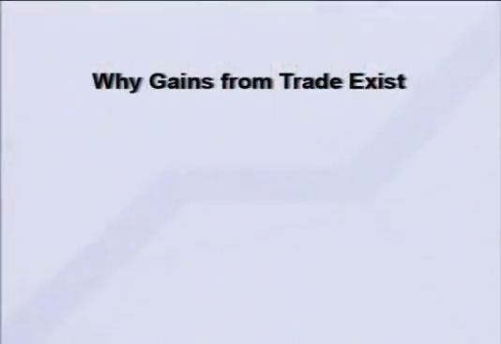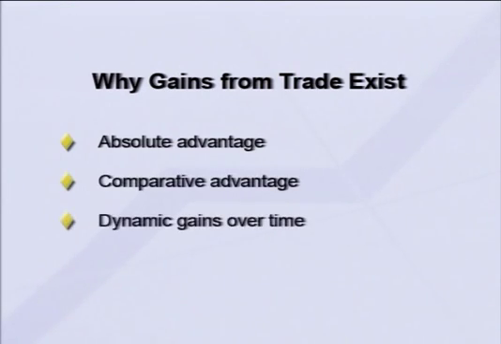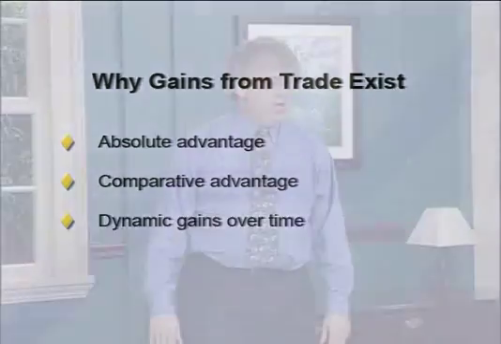Now, there are several reasons why international trade could be a win-win situation for all the countries that participate. Let's start off by focusing on the arguments of economists for why gains from trade exist. And I'm going to categorize these into 3 groups. One is absolute advantage, one is comparative advantage, and one I'm going to call dynamic gains over time. But we need to explore each of those, obviously, in a little more depth. So let's start off with the idea of absolute advantage.